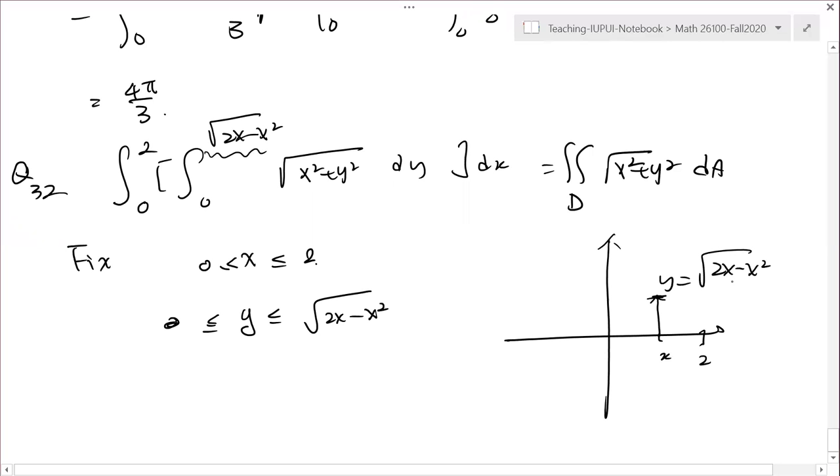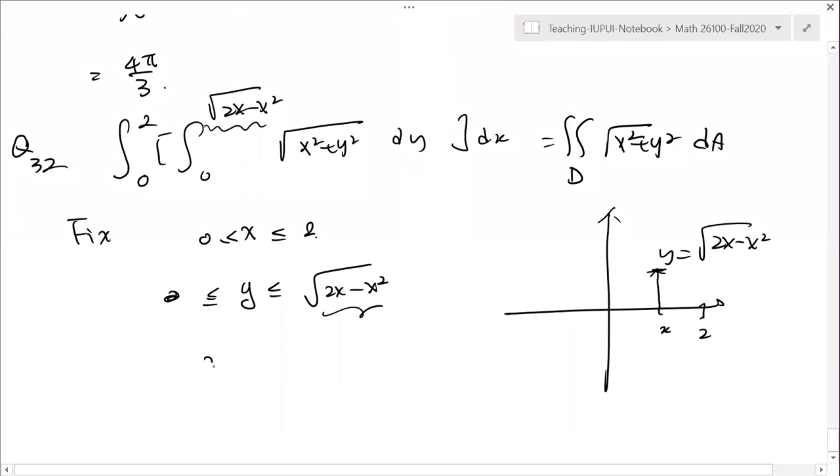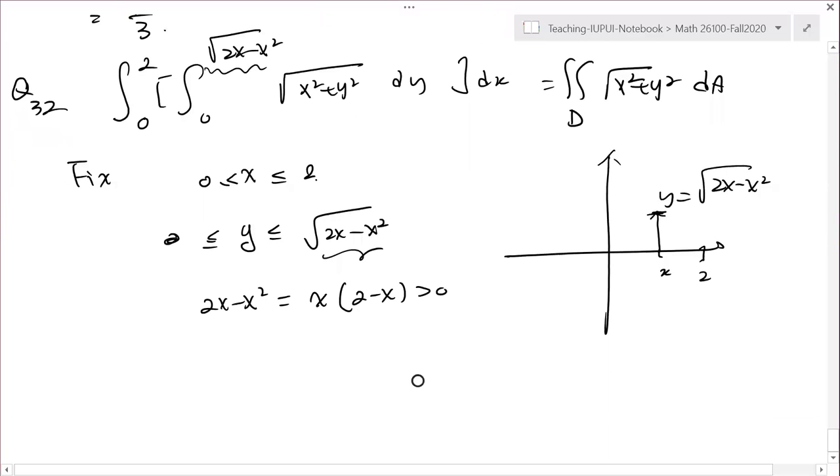Now I have to make sure 2x minus x squared is positive, okay? The reason is, otherwise there are some problems there. x cannot be arbitrary. So 2x minus x squared is going to be x times (2 minus x), right? So you see, when x is between 0 and 2, x is positive, and 2 minus x is positive. So this is fine, this is positive. So that's why I can talk about the square root of 2x minus x squared.